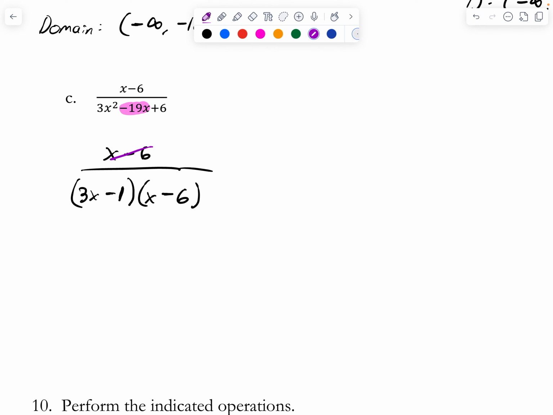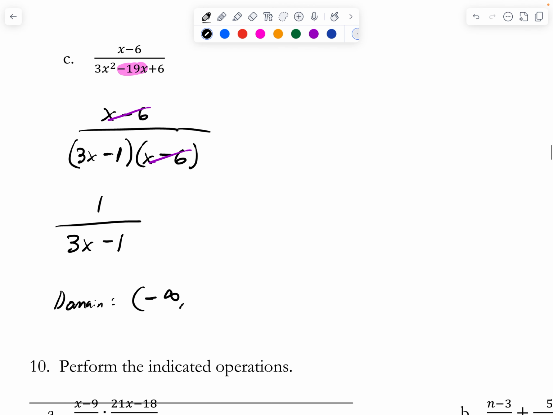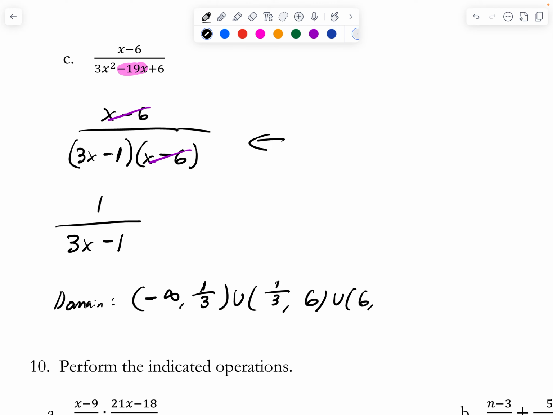And you'll see the x minus 6 crosses out. So my fully simplified expression is 1 over 3x minus 1, with the domain being negative infinity. Remember, we're going to go back to before we crossed out, to 1/3 would make 3x minus 1 become 0. Union 1/3, comma 6, and then 6 to infinity.